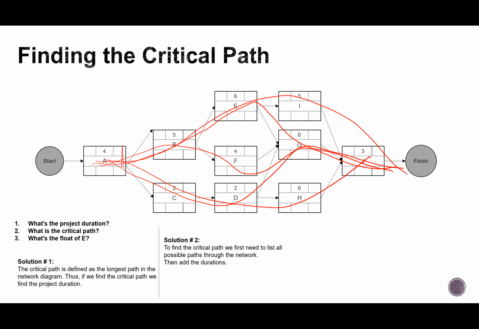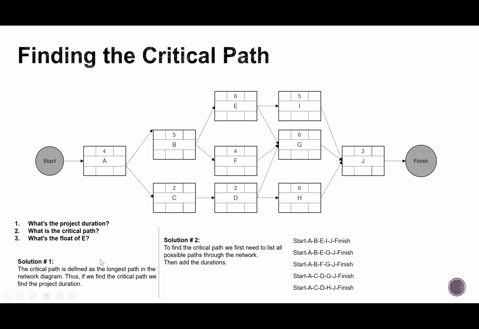So I covered everything just by following those arrows. I have 5 different paths that I've identified. And I list them all as I go through them. Now I can move on to finding the durations for each of those paths.